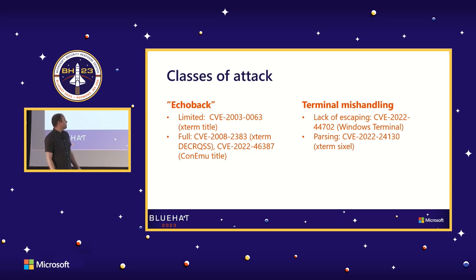The Windows terminal one I found, obviously it failed to escape something that it was passing to a command further on, so a classic lack of escaping. There's also a bug that I didn't find, but someone found in Xterm. Sixel is actually an image format, so the old DEC terminals that I mentioned a while ago could support graphics, including bitmapped graphics. Not many terminal emulators actually support that, but Xterm does. So there was a buffer overflow in that because essentially it's an image format, and of course it has a buffer overflow.